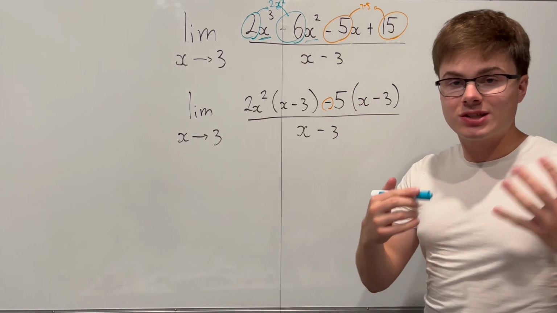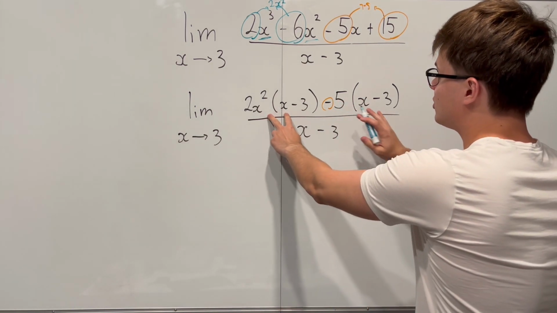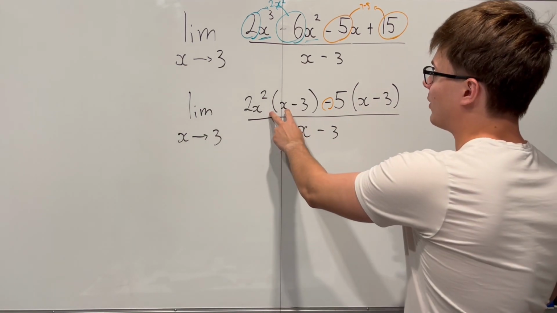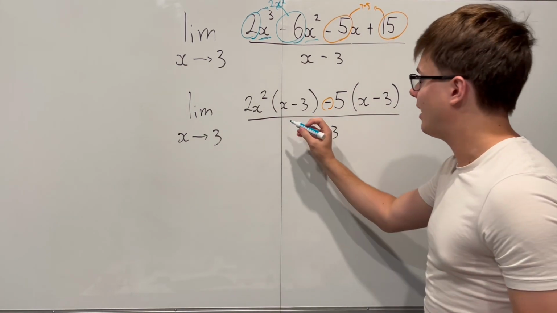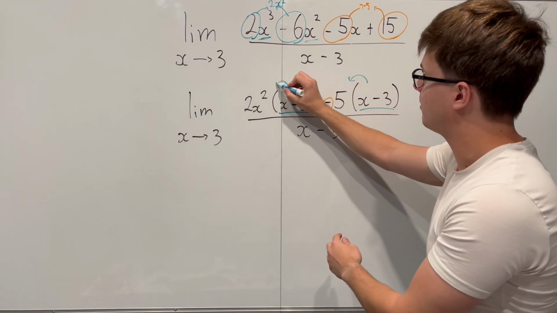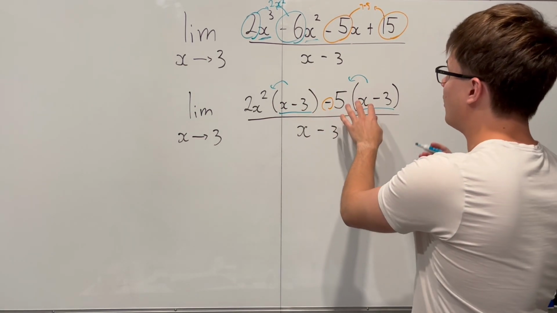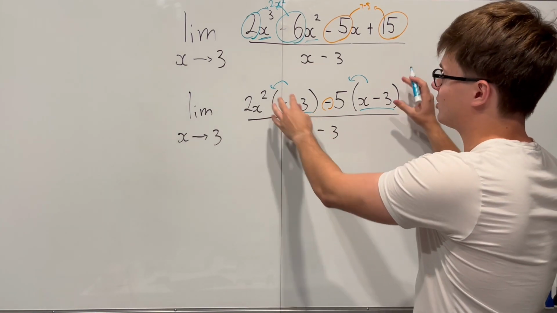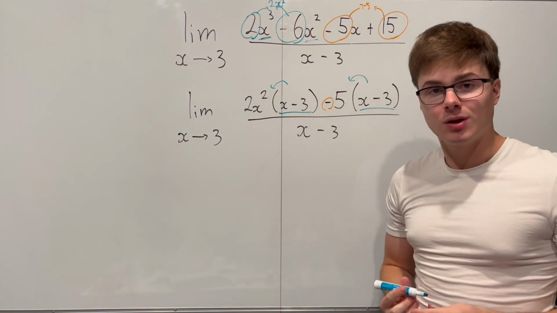Now this leads me to my next point. Now we can factor out something again. Notice that we have two things that are going to be multiplied by x minus 3. We have x minus 3 here and x minus 3 here, both multiplied by something. This means we can now factor out x minus 3 out of the numerator, and that's going to look something like this.